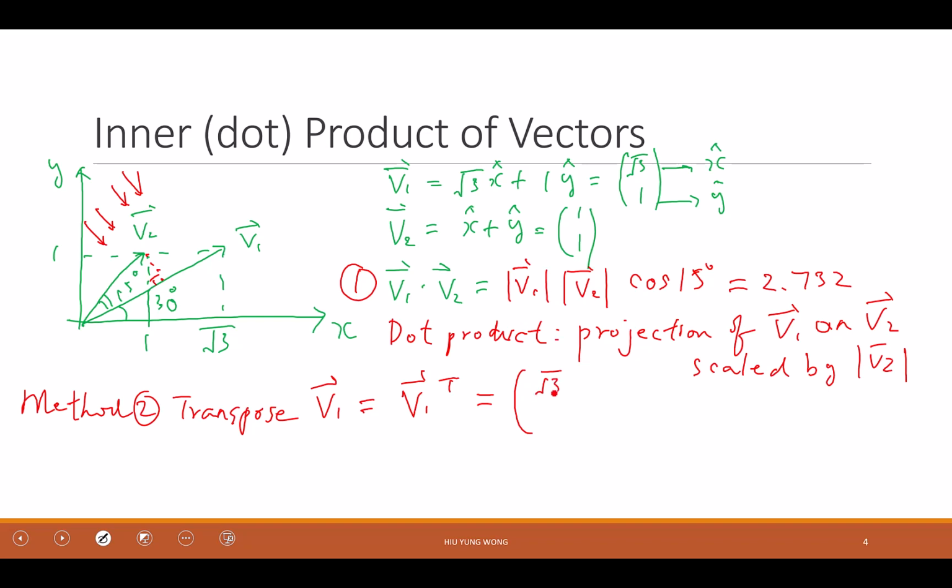Square root 3, 1. Say again, what does it look like now? It becomes a row, right? So if you don't want to mess up, it's very easy. Rotate everything anti-clockwise. Memorize it anti-clockwise. Don't make the mistake. So I rotate it. What does it look like? As he said, it's just a row matrix or row vector.